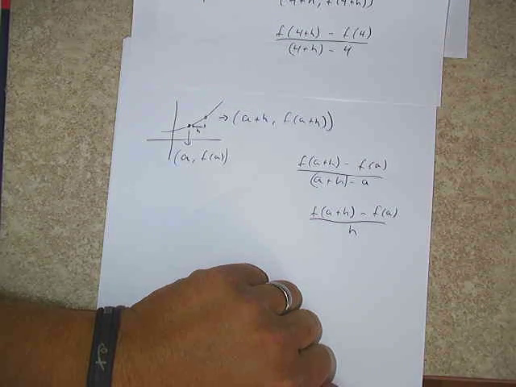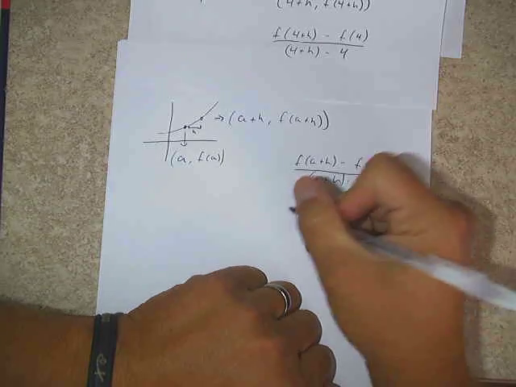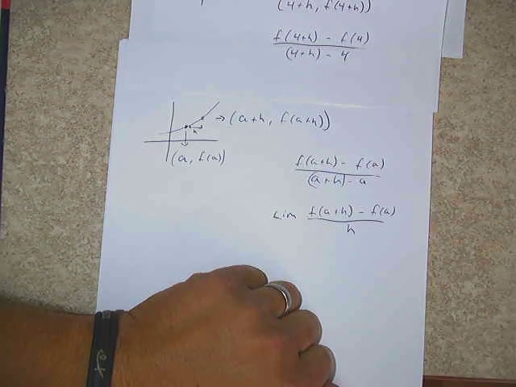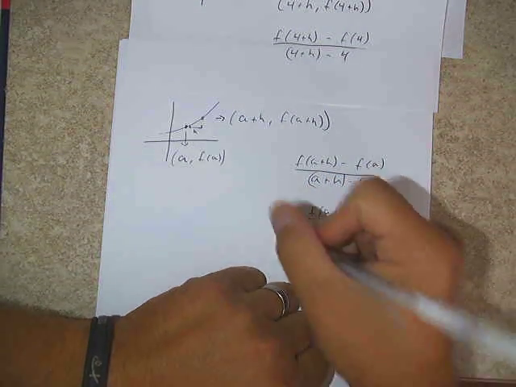Okay. Now, here's the issue though. We really don't want the slope of a secant line here. We want the slope of a tangent line. We want the slope at a, not between a and a plus h. We want the slope at a.